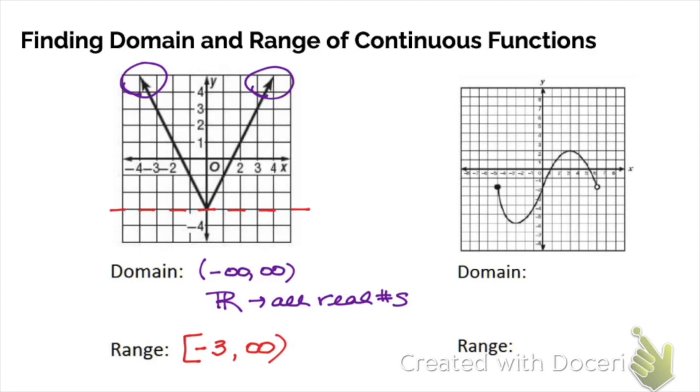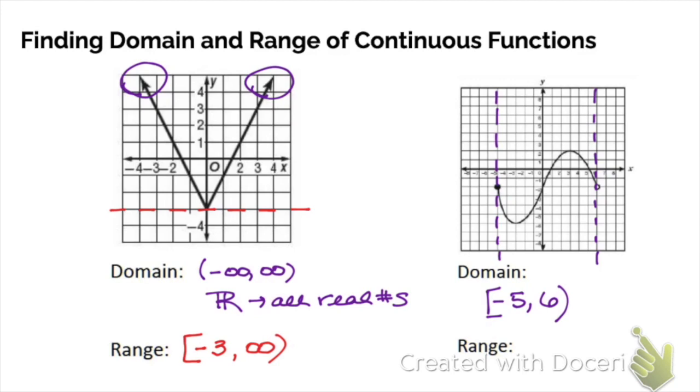Our last graph here is a cubic function. So again, we read the graph left to right. We have this closed circle over here on the left side, and then we have an open circle on the right side. So we're limiting our domain for this function to be from -5 over to 6. The -5 has a closed-in circle. We're going to use a bracket. 6 has an open circle. We're going to use parentheses.